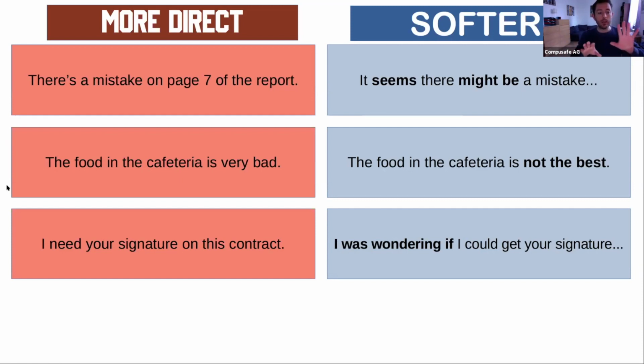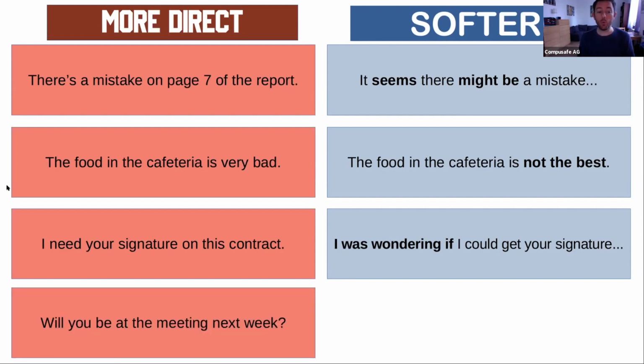So again, red is not wrong and blue is not right. It's direct and softer. So you have to decide in your situations what is better. But you just have to keep in mind that with Americans, we tend more towards the soft way of speaking.